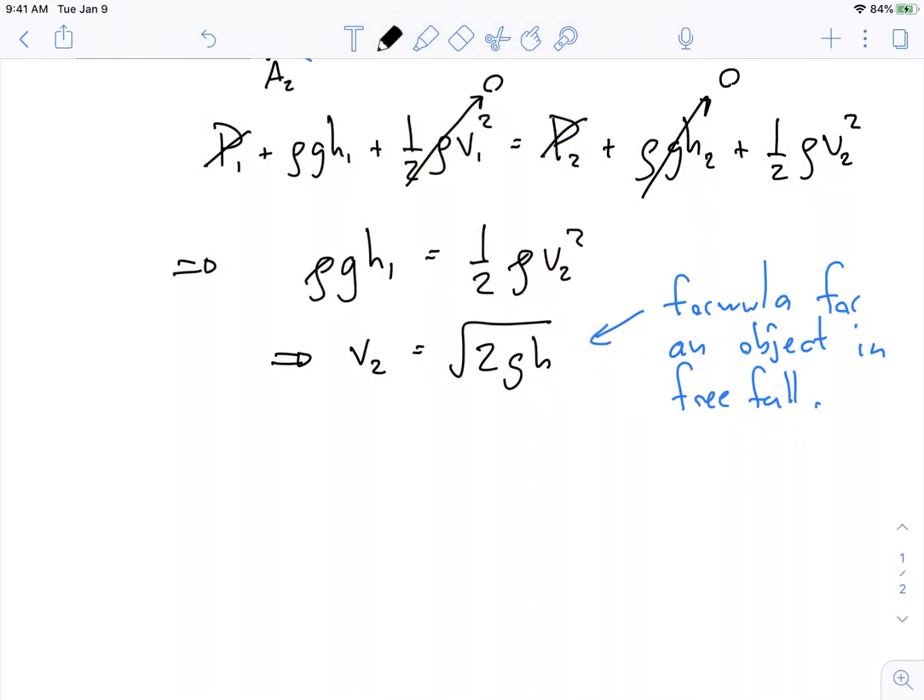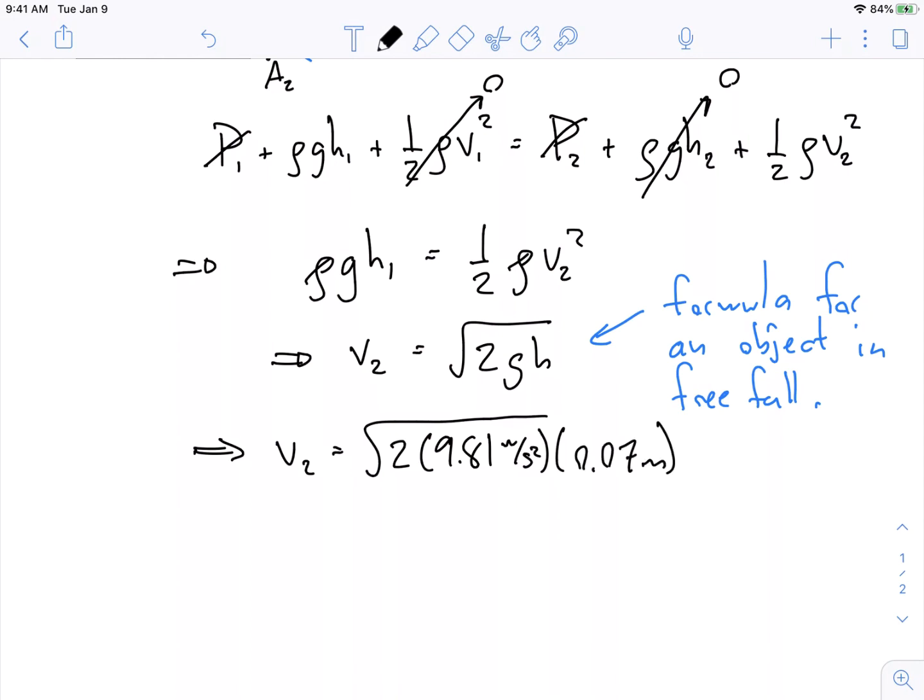If we plug in some numbers, the numbers I get are V2 is equal to the square root of 2 times 9.81 meters per second squared times 0.07 centimeters. Oh, got to be careful on a unit conversion there. And I believe you get 1.17 meters per second.